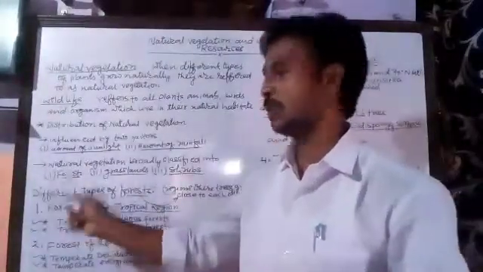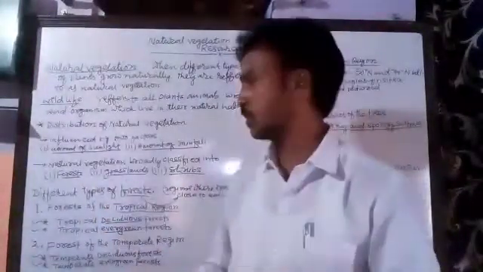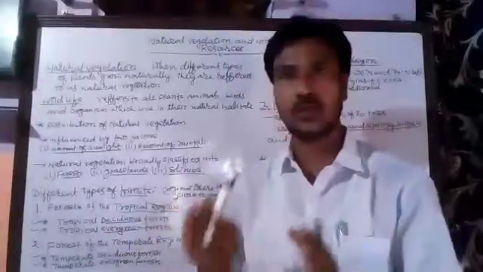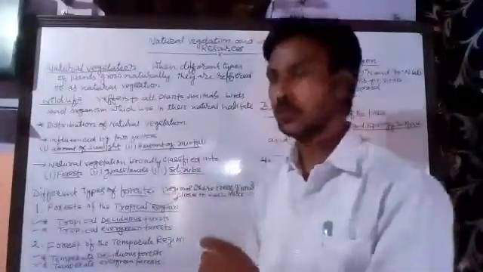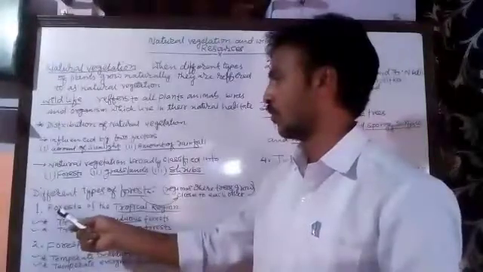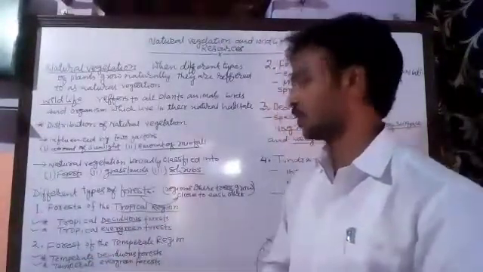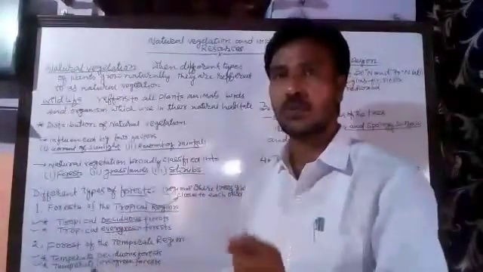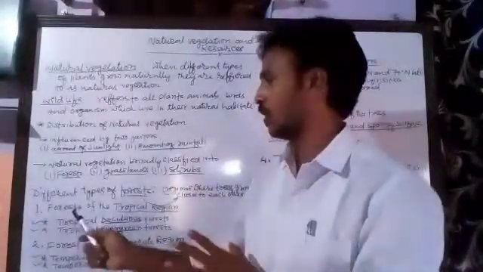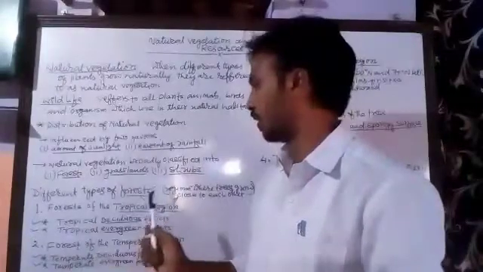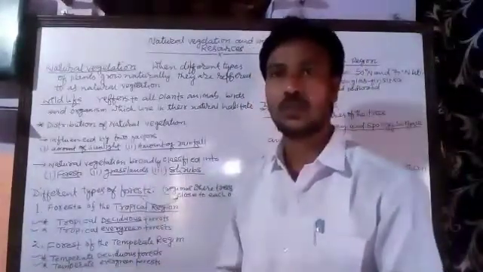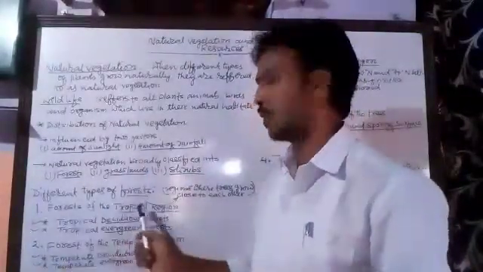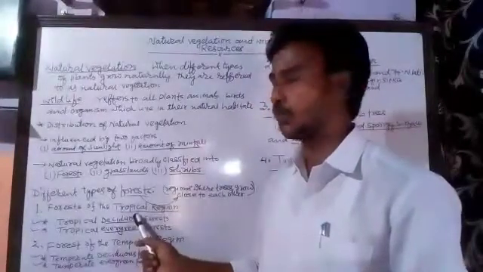So let's start with the forest, the different types of forest found in different parts of the earth. The first type of forest found on the earth is the tropical forest. These forests are found in the tropical regions, and therefore they are called tropical forests.